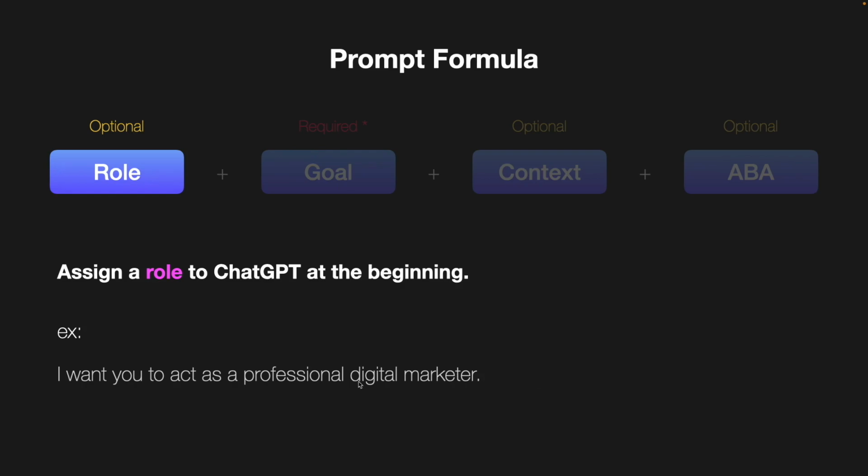For example, now that you are a professional digital marketer, write a blog post or write an email for this marketing campaign, and then provide the rest of the context, the rest of the information. Another example, please respond to me as a product manager. We are assigning a role to ChatGPT, and this will change the way GPT responds to us.